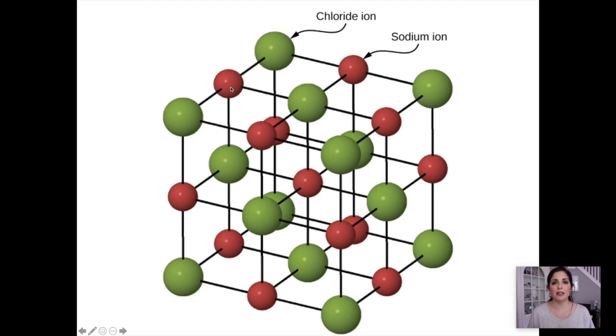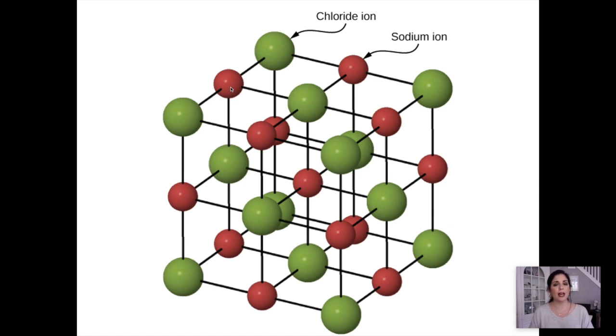It's maximizing attractive forces. Each chloride ion wants to be surrounded by all positive ions in the same sense that the positive sodium ions want to be surrounded by all negatively charged ions, the anions. And that's because it's more stable that way. And this particular structure, you can see, makes a really organized cube shape.